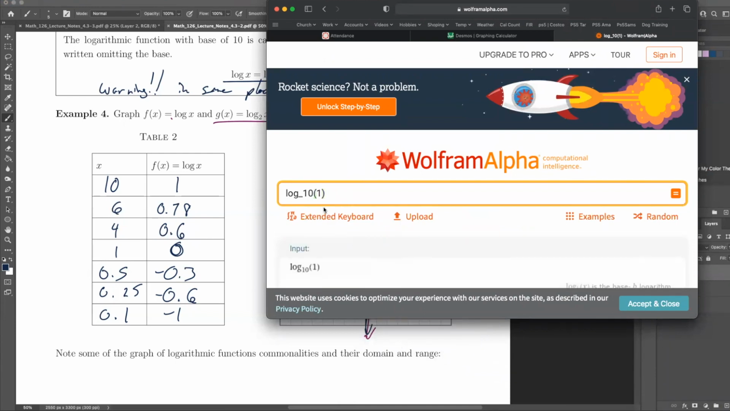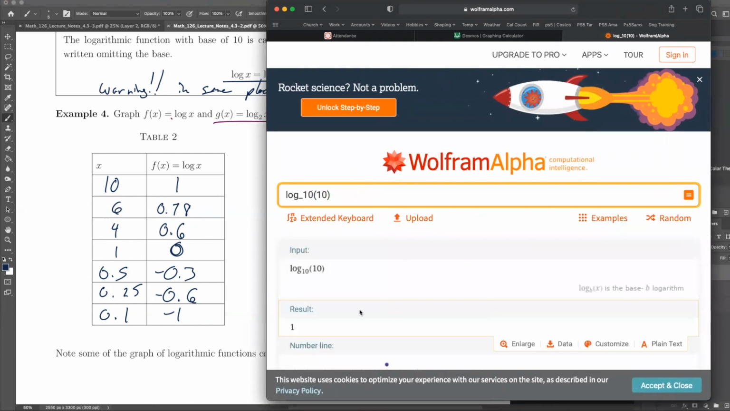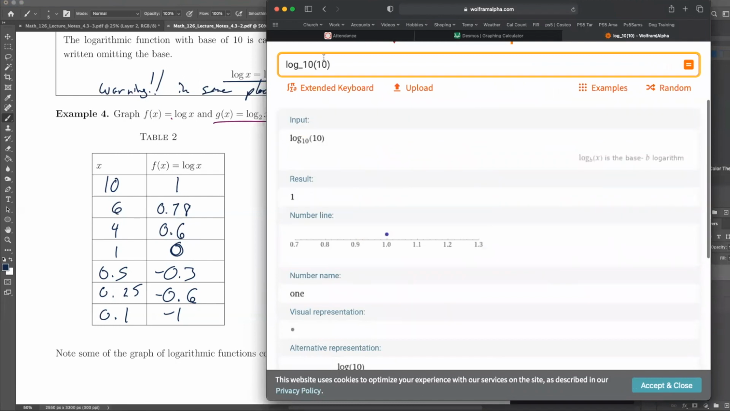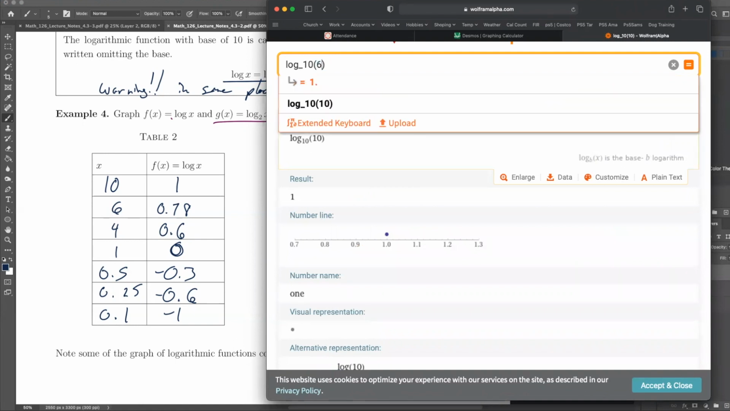Ask, there's log base 10 of 10. Hold on. Log base 10 of 10 is 1. So 10 raised to what power is 1? Here for 6, you're just going to type in, and this is how you type it into Wolfram Alpha, log underscore your number, and check that it gives it to you correctly.